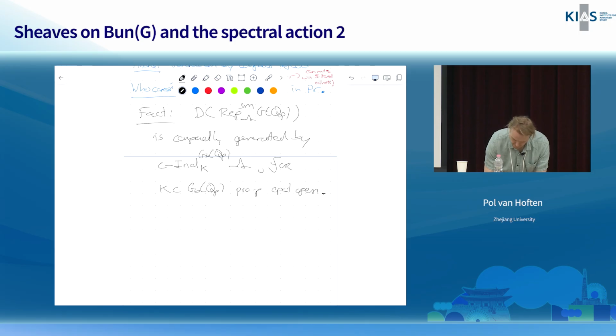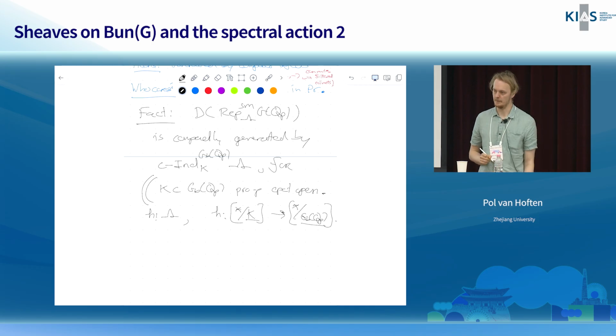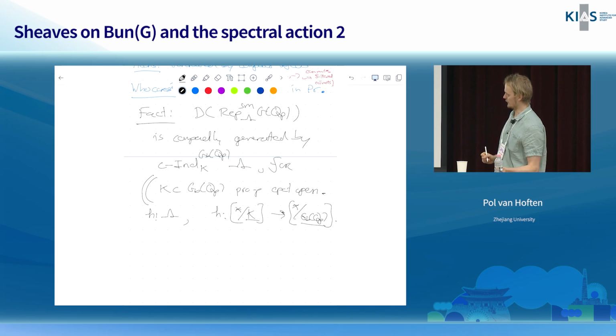Okay, maybe I'll say one thing, like, what is this object? This is h lower shriek of lambda, for h the map from point mod K to point mod G(Q_p). Okay, so the paper of Hamann and Mann explains in a lot of gory detail how you check that the shriek push forward along this kind of map is really compact induction. And I guess the star push forward is the usual induction.